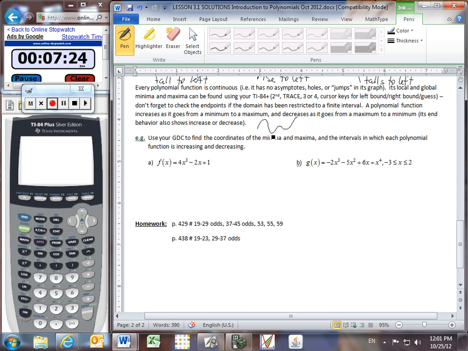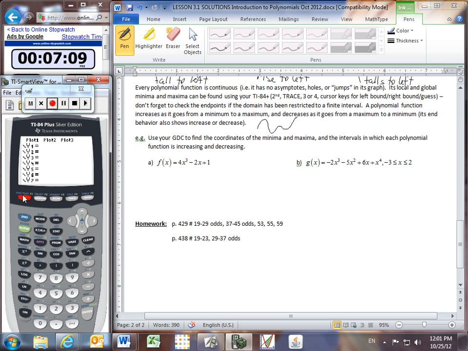Alright, so the last example. We need to use our graphing calculator to find the coordinates of the minima and maxima in these graphs, and we need to describe the intervals in which each polynomial function is increasing and decreasing. So let's put in our first function of 4x cubed minus 2x plus 1. And we'll graph it.